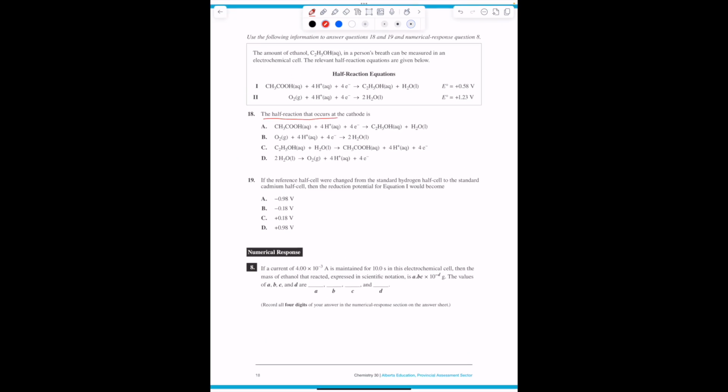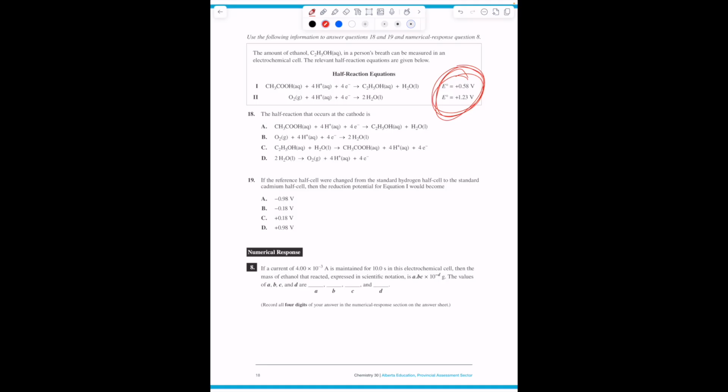Okay, what's going on here? So the half reaction that occurs at the cathode is... All right, what do we got? Ethanol, person's breath, electric. Oh, this is a breathalyzer. All right. Okay, so they want to know what's the cathode. Well, we got a little issue right here. They're trying to test to see if you recognize something right here.